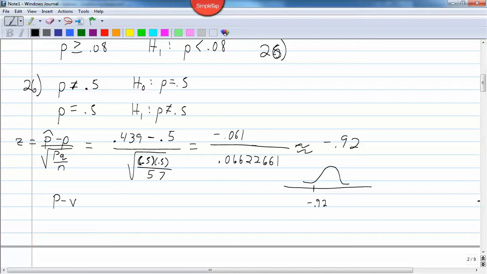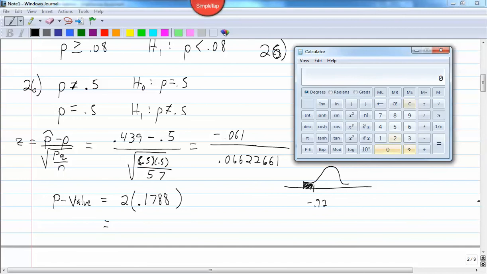So our p-value is equal to 2 times 0.1788. And again, it's 2 times because it was two-tailed, and then we were to the left of the center. So whatever area we look up, when we look up a z-score of negative 0.92, is going to be the actual area. So you say that just times 2, and this is our p-value. Okay, so let's see what our p-value is. 0.1788 times 2 is 0.3576.